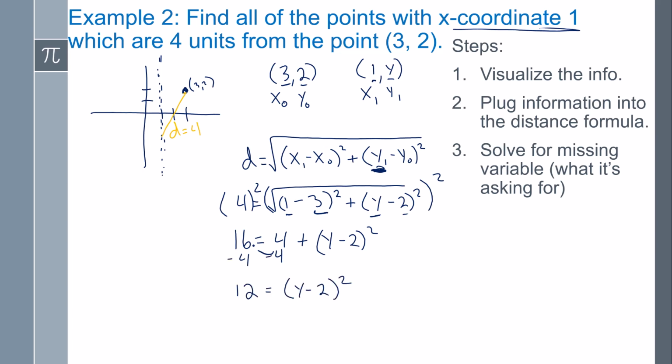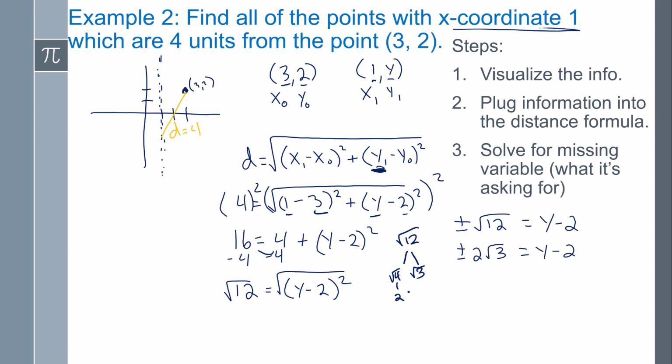Now how do I get rid of a square? You square root both sides. And so you get plus or minus. Now I have to simplify the square root of 12. Remember, to simplify a square root, you break it up into perfect squares. So square root of 12, a perfect square that goes into it is 4. So that's square root of 4 times square root of 3. Square root of 4 is 2. So that's going to be 2 root 3. So you get plus or minus 2 root 3.